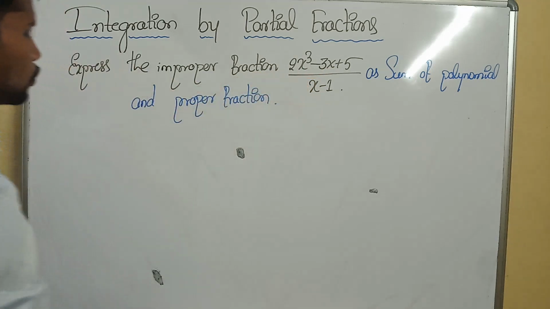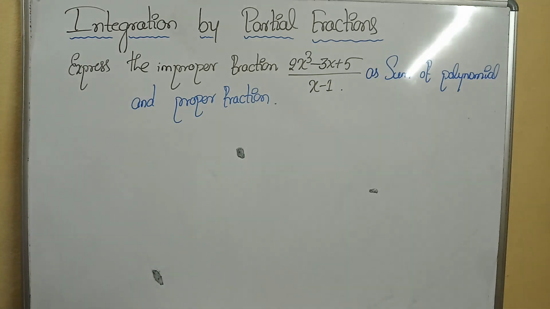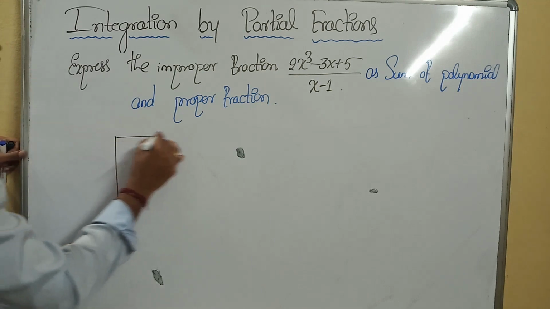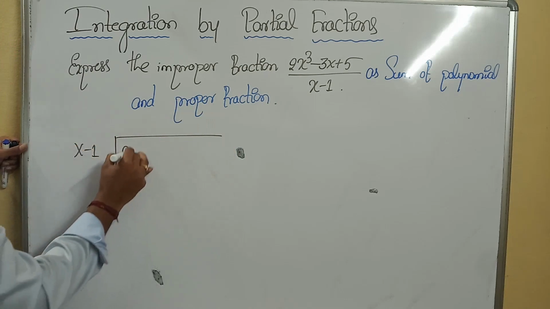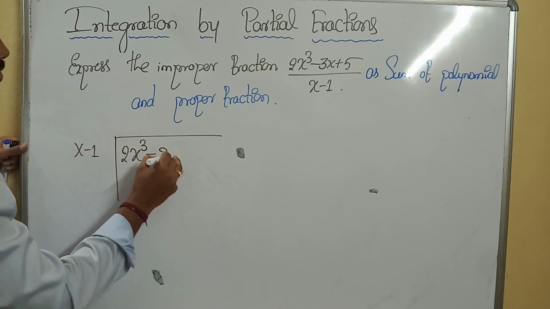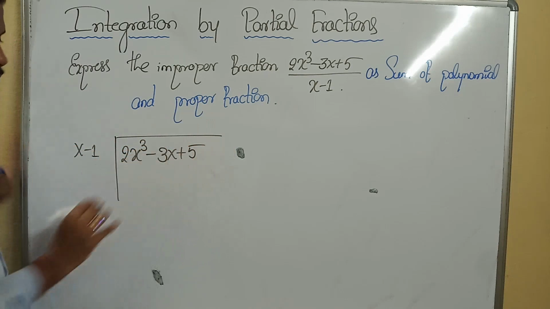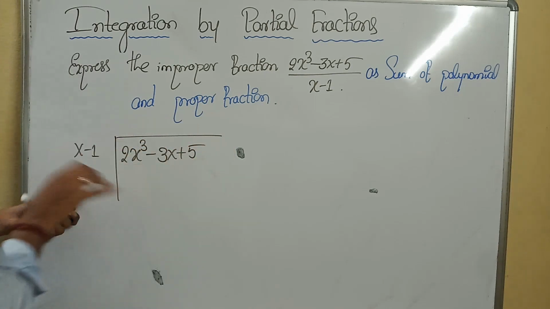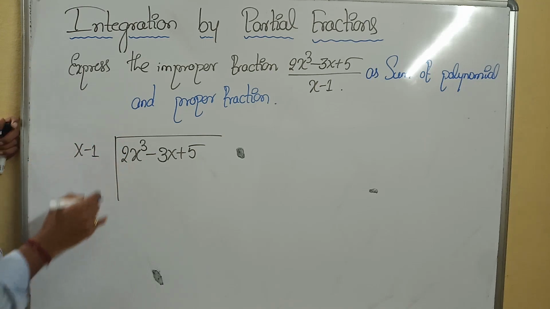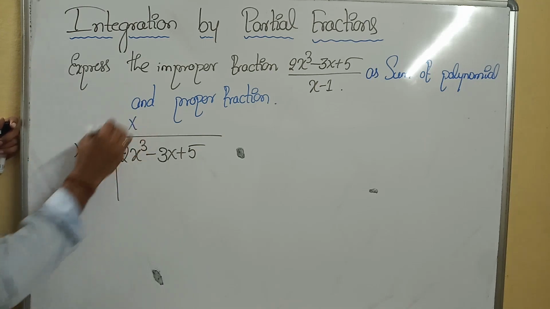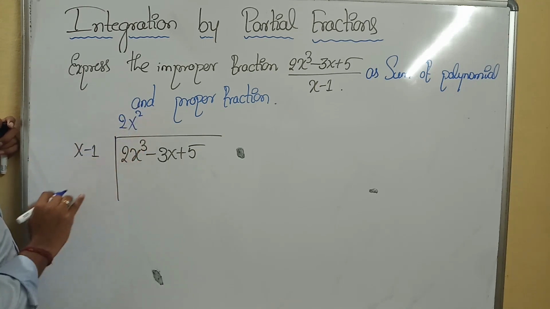I'd like to do that particular part here. Concentrate on the board, concentrate. It will be by the actual division method. How do I convert x minus 1 into x cube minus 3x plus 5? Got it? It is an actual division method. What do I need to multiply with x to get 2x cube? It is 2x square I need to multiply here.